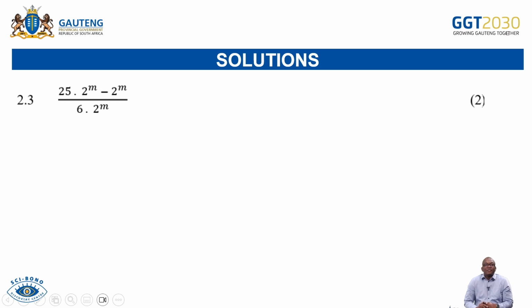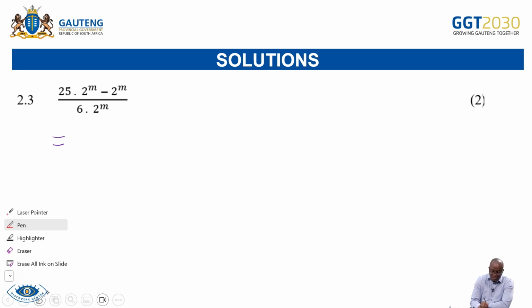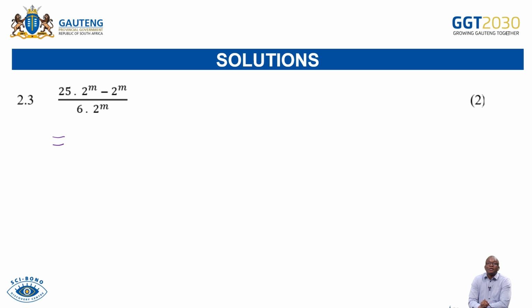All divided by 6 multiplied by 2 to the exponent of m. So this one, it's basic because there is no need for us to be simplifying too much. The only thing that we're looking at is the terms that we are having in the numerator. We are having 2 terms there because terms are only separated by positive or negative sign.